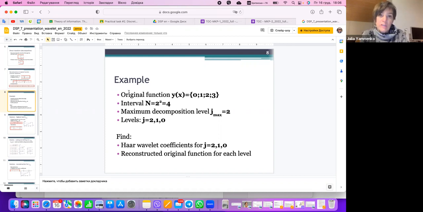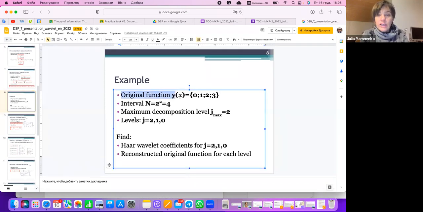The original function that we will consider here is our y from x that contains, as you can see, only 4 values. These values are here in the example: 0, 1, 2, and 3. But in your case, it could be different. It could be any numbers, positive, negative, integer, simple, whatever. Not imaginary, of course, not complex values, real numbers, because this is the original function.